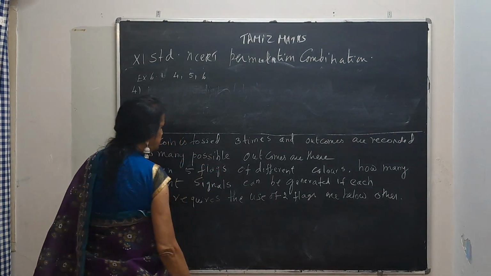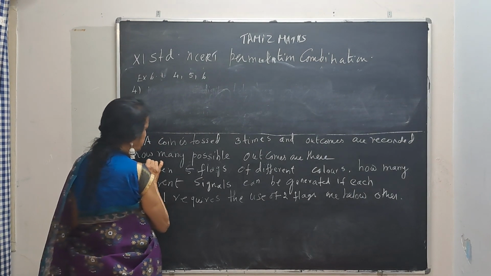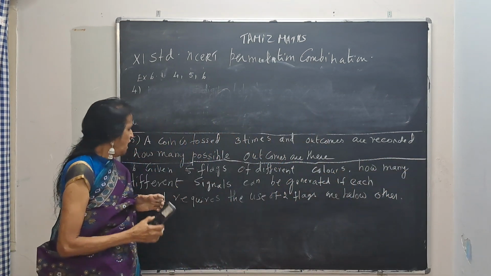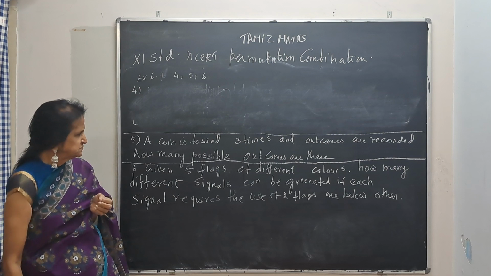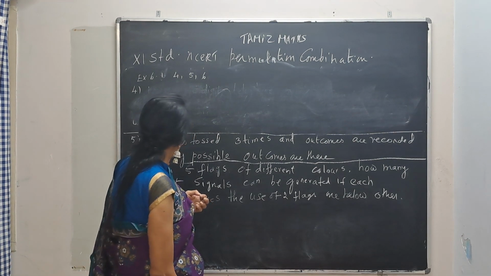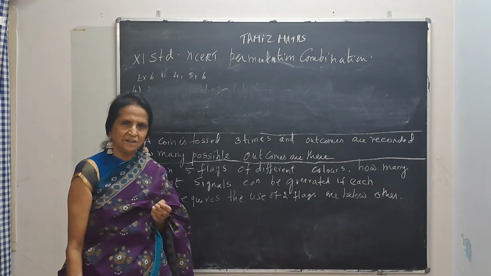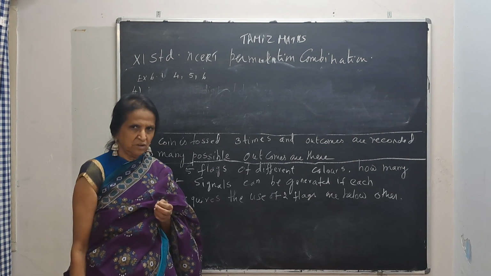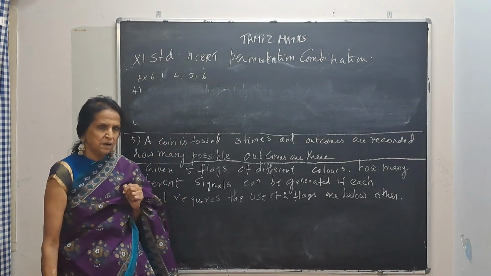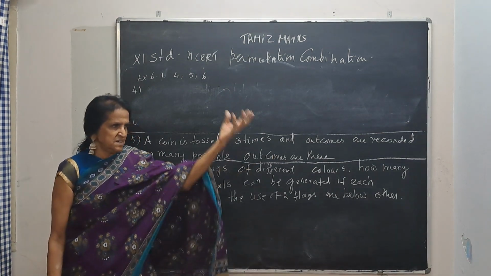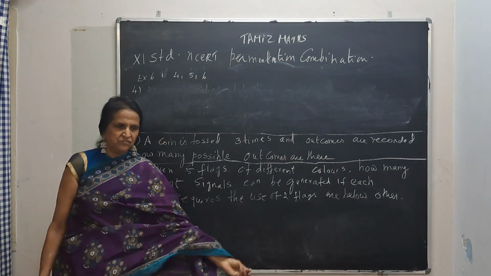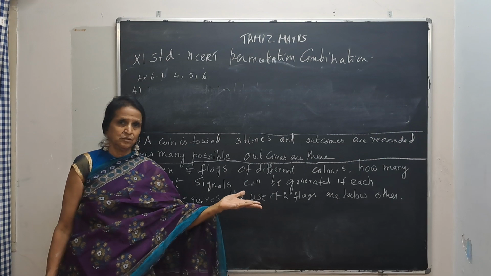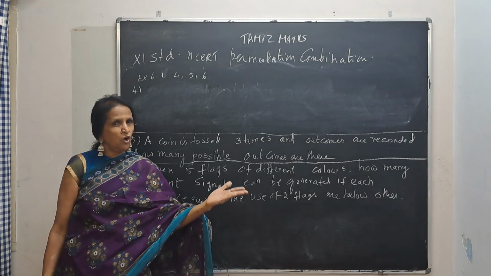A coin is tossed 3 times. This is problem 5. A coin is tossed 3 times and outcomes are recorded. How many possible outcomes are there? Very simple, very interesting, and we have to know the concept to do things correctly. You toss the coin 3 times. Now in the first toss, when you toss the coin, what can you see there? You can see a head or a tail.